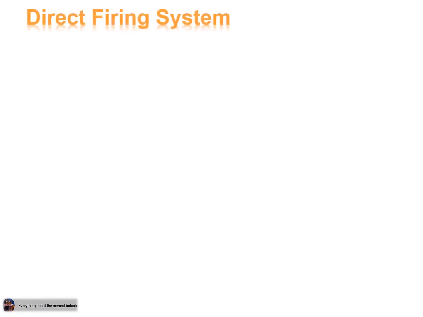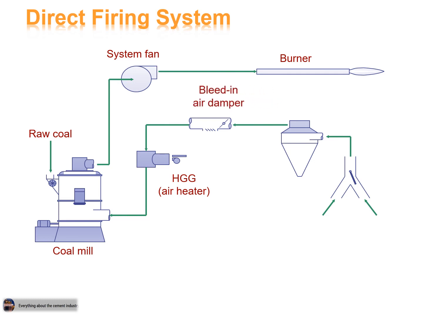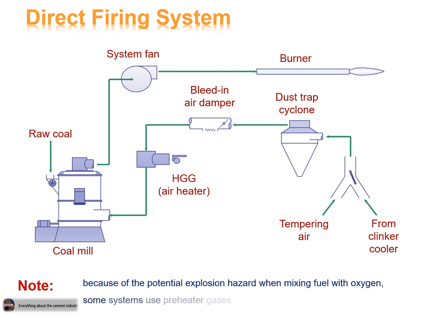Direct firing system. The direct firing system consists of raw coal, coal mill, system fan, burner, hot gas generators, air heater, bleed-in air damper, dust trap cyclone, tempering air from clinker cooler. Note: because of the potential explosion hazard when mixing fuel with oxygen, some systems use preheater gases with lower, 2%, oxygen to reduce the risk.